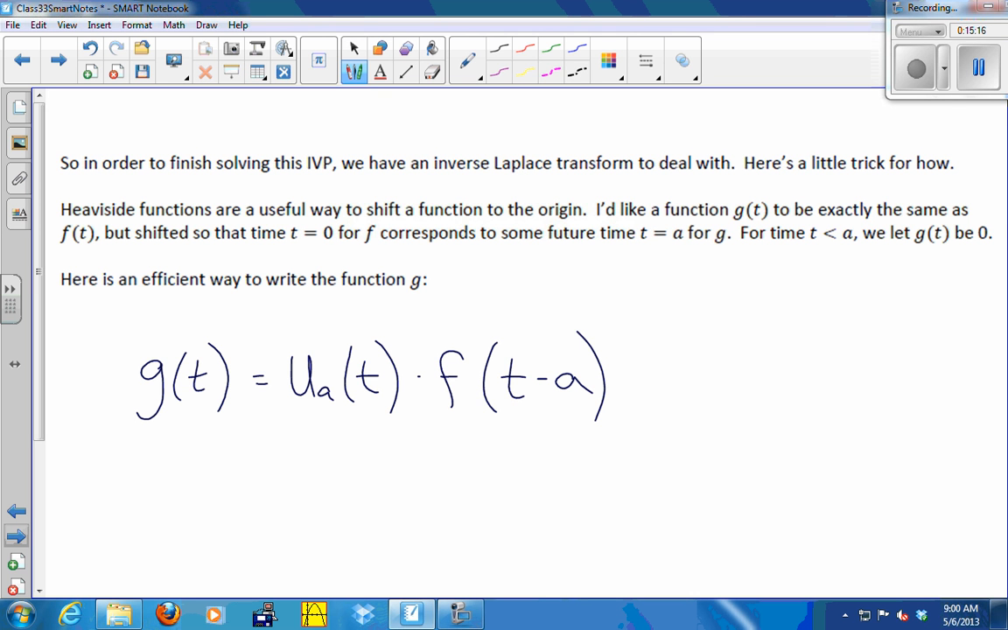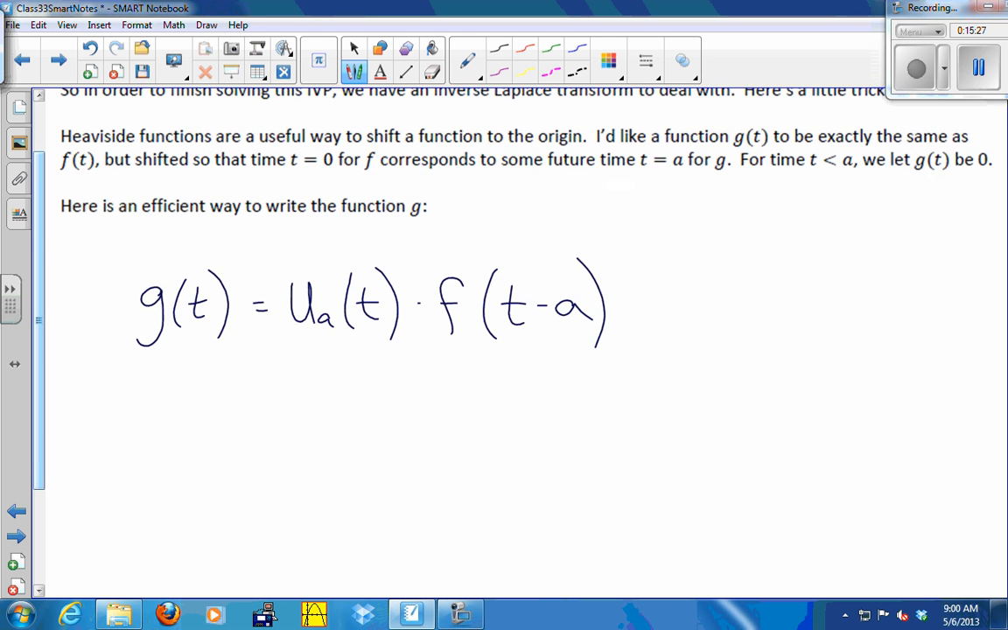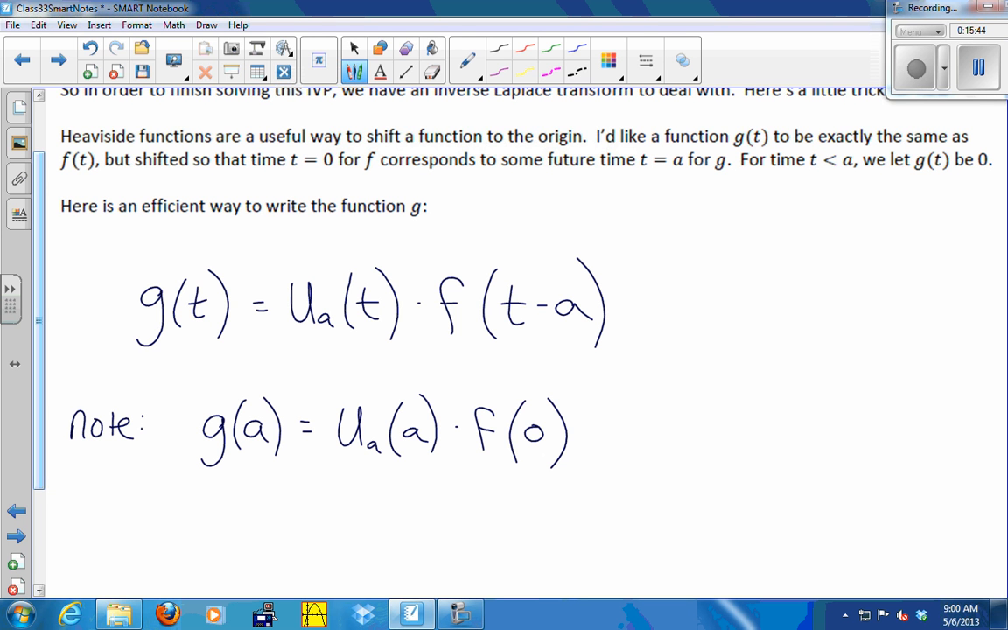This is going to be 0 when we're less than a, and when t equals a, it's going to turn this on. It'll be f of 0. So g of a is going to be u sub a of a times f of a minus a, which is 0. And when t equals a, the Heaviside function is 1. So this is 1 times f of 0, which is f of 0. So this is exactly what I want.